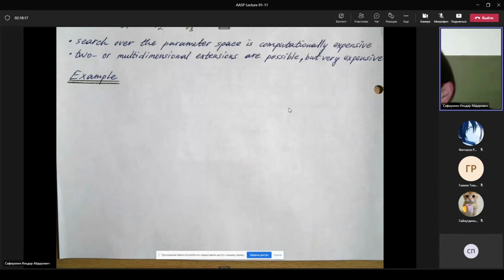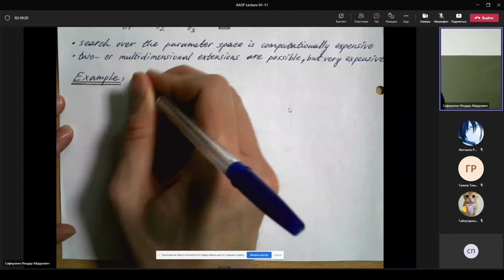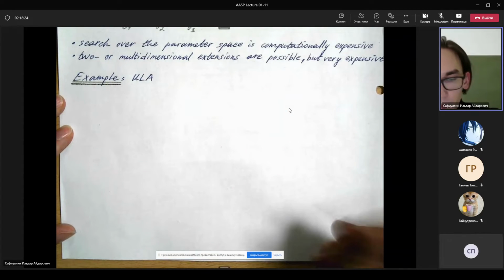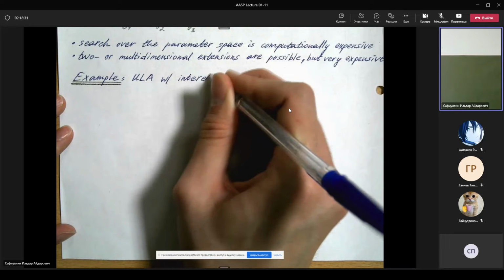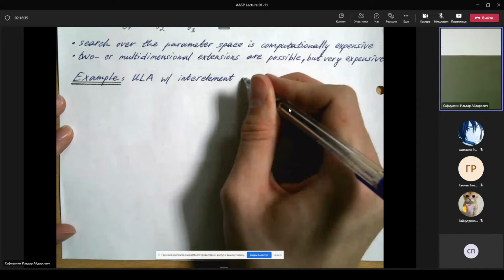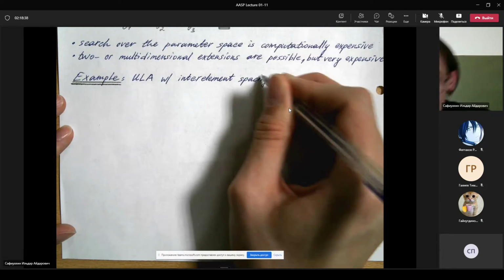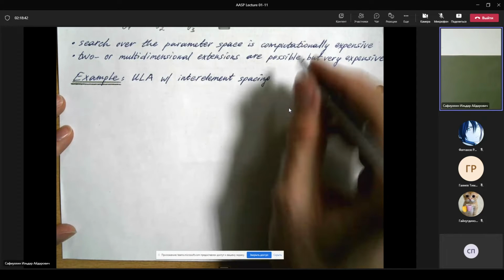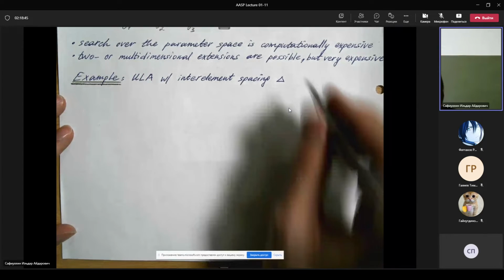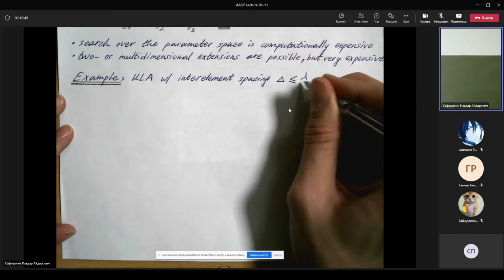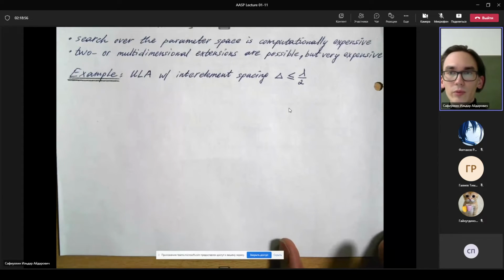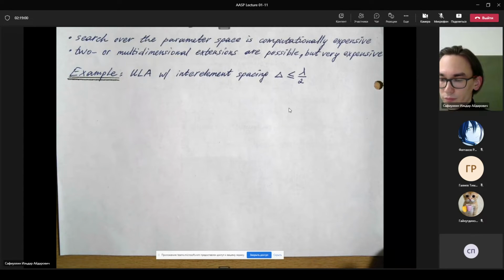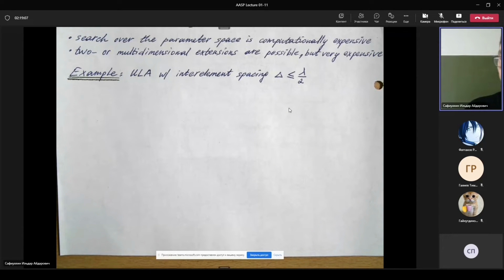A uniform linear array, or ULA, with inter-element spacing, which is denoted as delta, is less or equal to lambda over 2, where lambda is the length of the wave, or let's say of our interest.